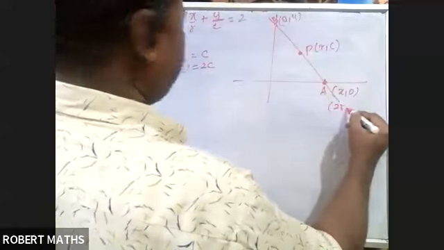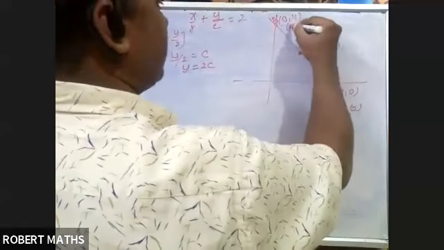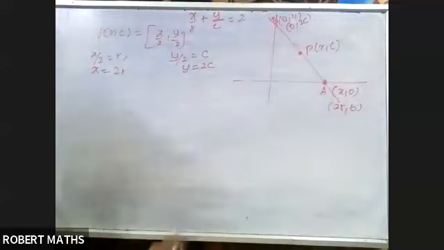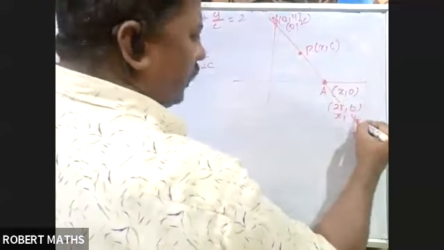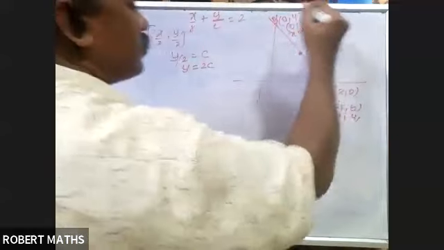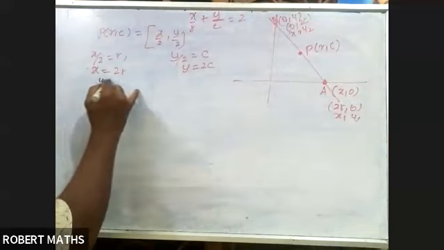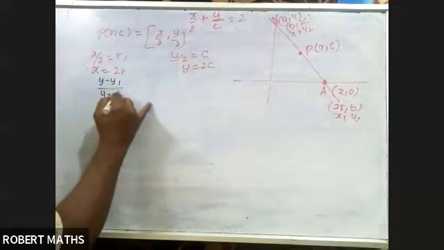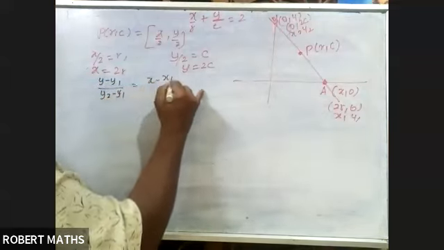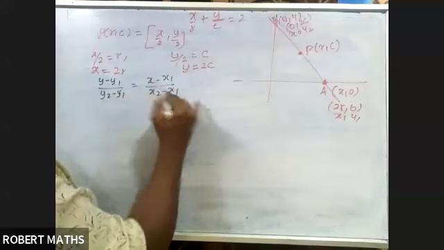We'll get the points 2r, 0 and 0, 2c. Use the two-point formula. This is x1 y1, this is x2 y2. What is the two-point formula? Y minus y1 divided by y2 minus y1 equals x minus x1 divided by x2 minus x1.